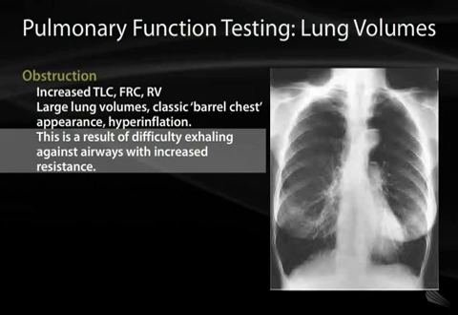As you have difficulty getting air out, some air gets trapped behind. That trapped air increases your lung volume and lends towards the hyperinflated appearance that you might see on physical exam or on chest x-ray.